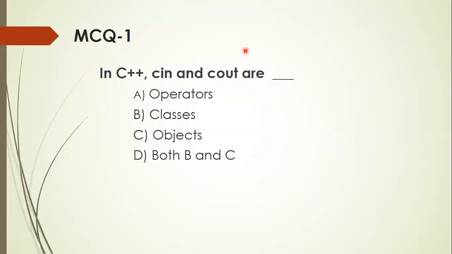Now some multiple choice questions based on today's content in C++, cin and cout. I told you, cin is an object of the istream class, and cout is another object of the ostream class. So cin and cout are operators, classes, objects, or both B and C? The correct answer is C.